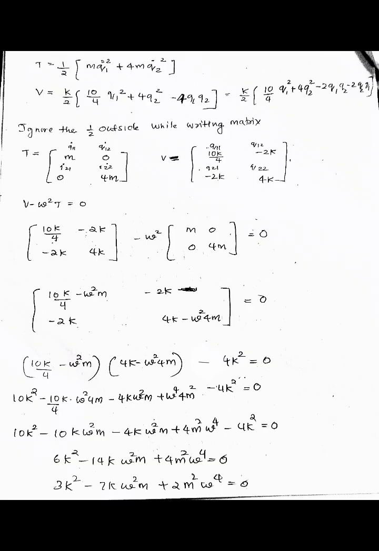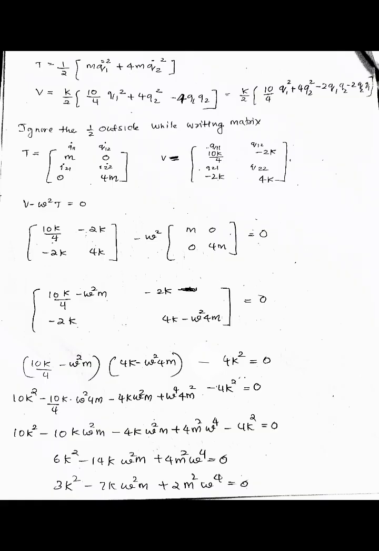So from here we can write T = 1/2 (m q1dot^2 + 4m q2dot^2), and V = k/2 (10/4 q1^2 + 4 q2^2 - 4 q1 q2). This is equal to k/2 (10/4 q1^2 + 4 q2^2 - 2 q1 q2 - 2 q2 q1). So ignoring the half which is outside and writing the matrix, we can write T as [[m, 0],[0, 4m]] and V as [[10k/4, -2k],[-2k, 4k]].